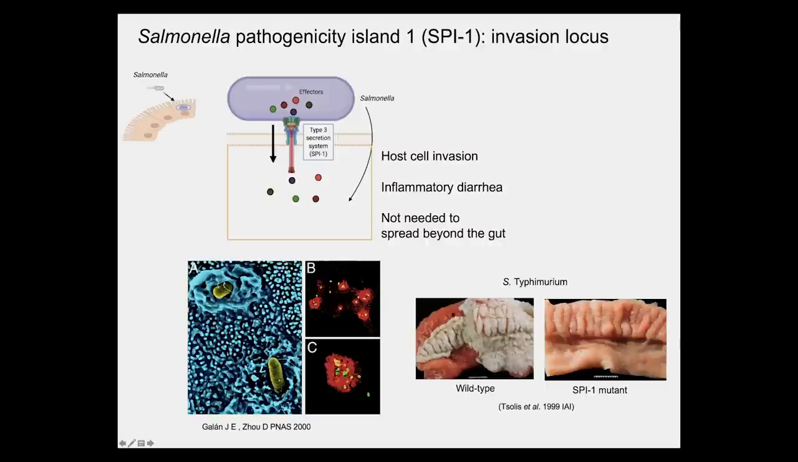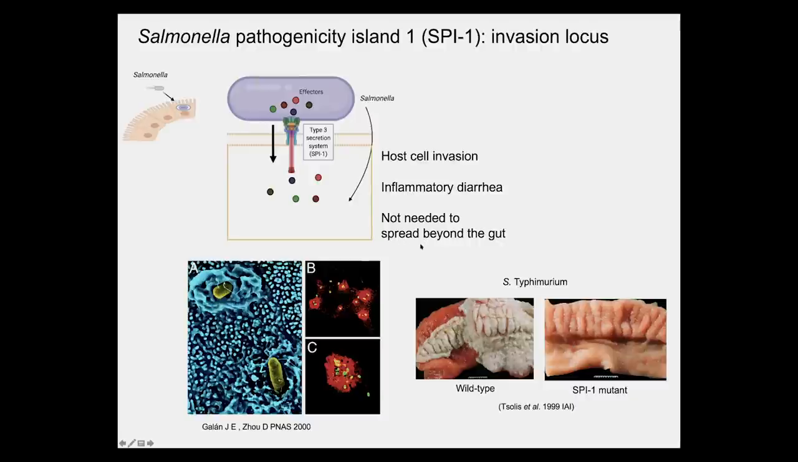So here you can see a calf intestine. This calf was infected with wild-type Salmonella and developed this strong inflammation with neutrophil infiltrate. A calf that is instead infected with a mutant in this type 3 secretion system does not develop disease.